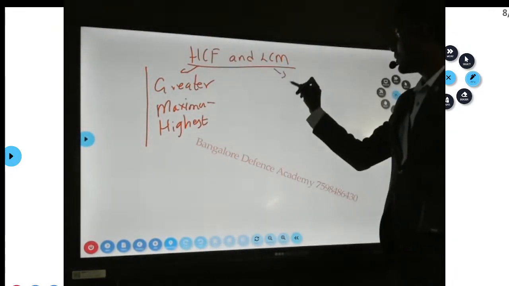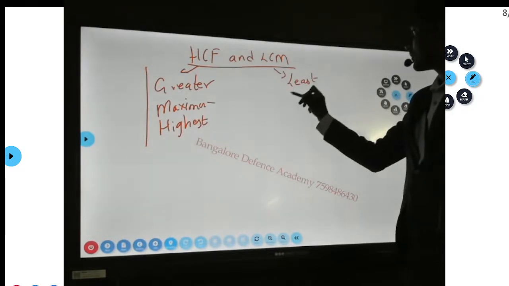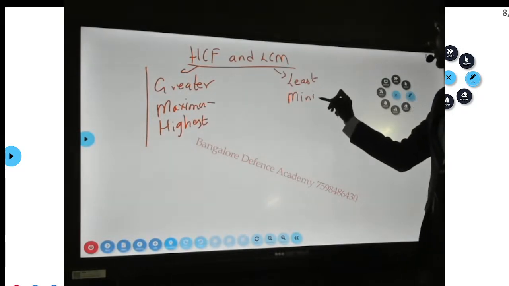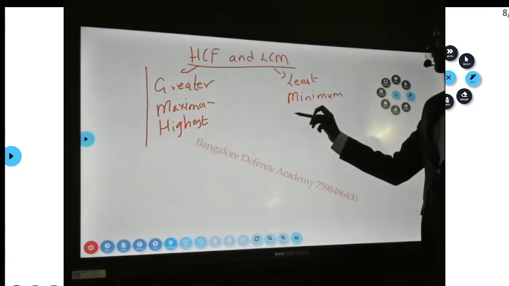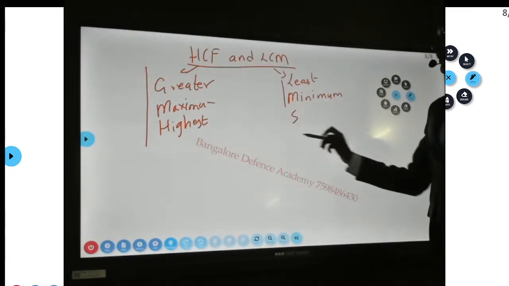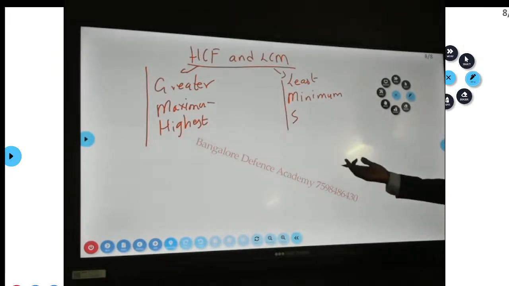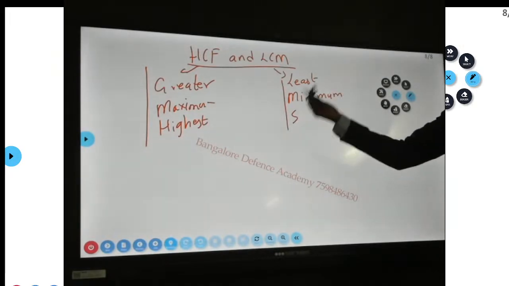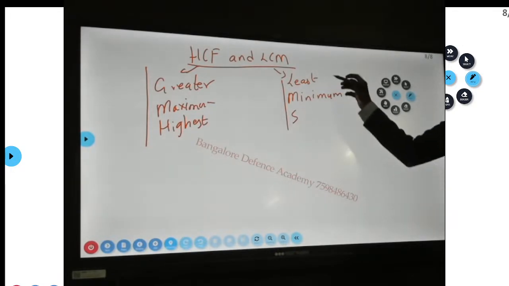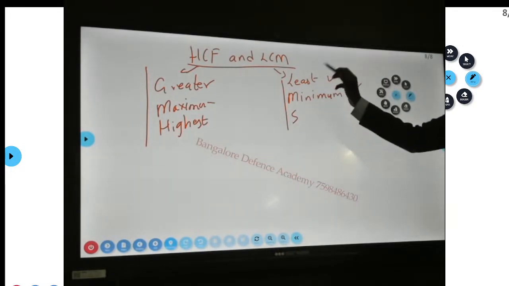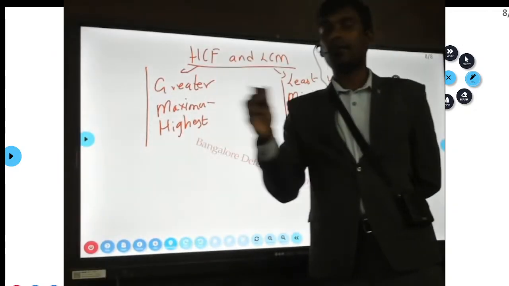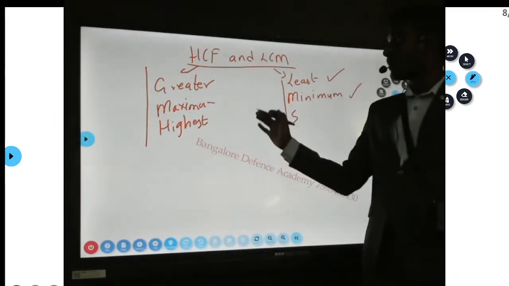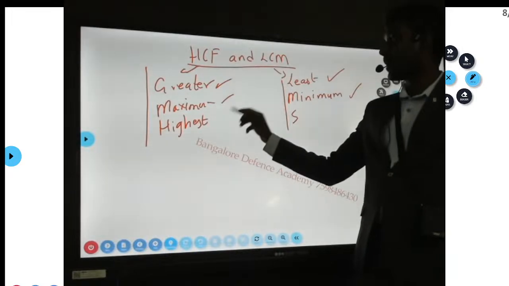HCF. Next, least, minimum, then you can say smallest or something like that. What is the smallest number to be added to this number so that it is divisible by 7, something like that. Okay, do you understand HCF and LCM? This is how you are going to first identify. Read the question, identify. Sometimes they will not ask greater, maximum, highest, something like that.